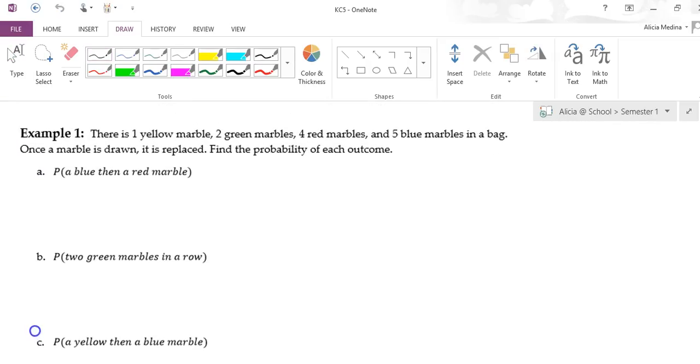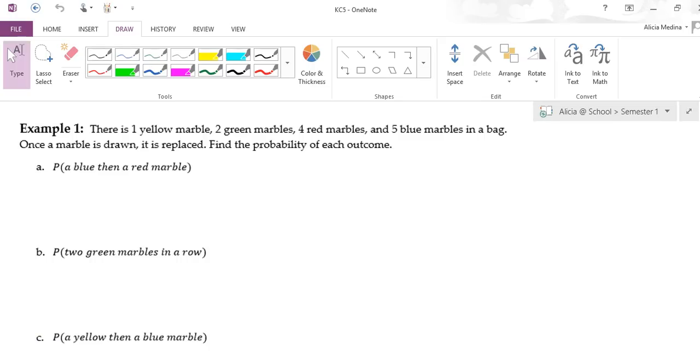Alright, so let's kind of look at these. So example number 1, there is 1 yellow marble, 2 green marbles, 4 red marbles, and 5 blue marbles in a bag. Once a marble is drawn, it is replaced. So that is important. So we're putting it back. So right away we know it's going to be independent. Find the probability of each outcome. The first thing is I want to figure out what the total is. If I have 1, 2, 4, and 5, our total here, 1 plus 2 plus 4 plus 5 is going to give me 12.